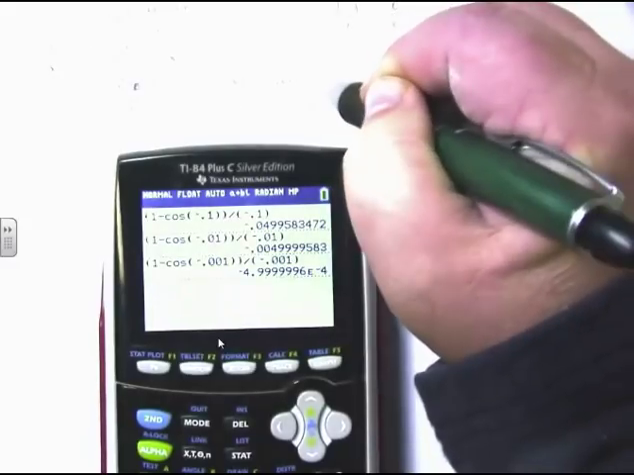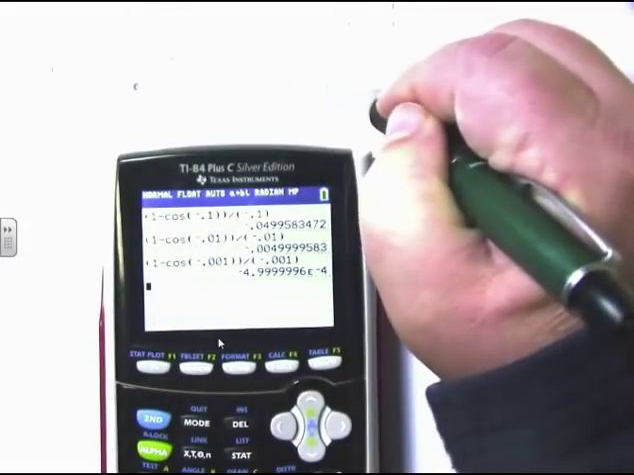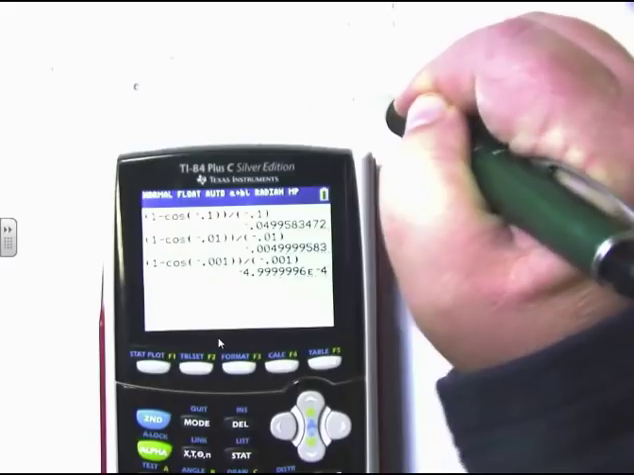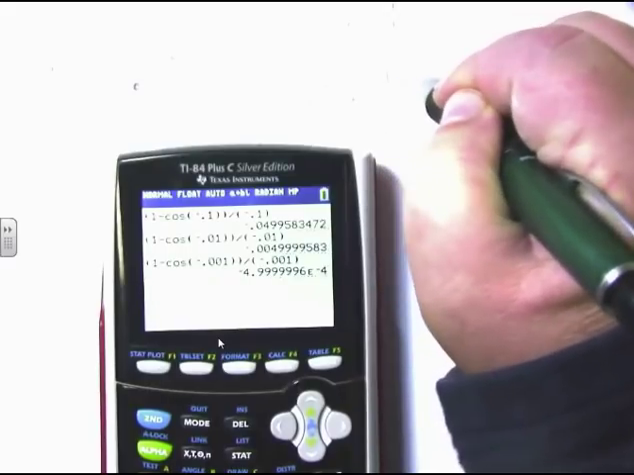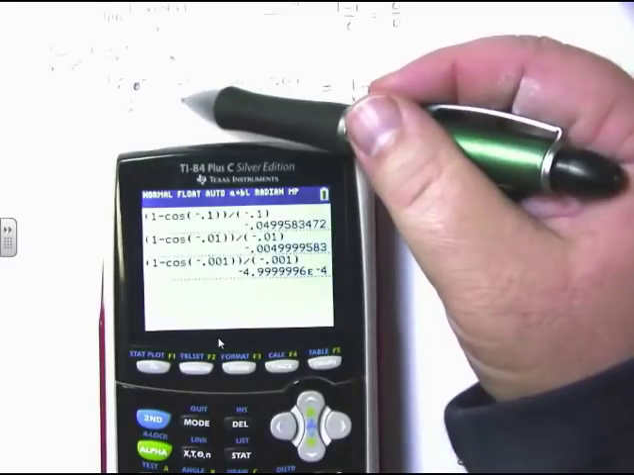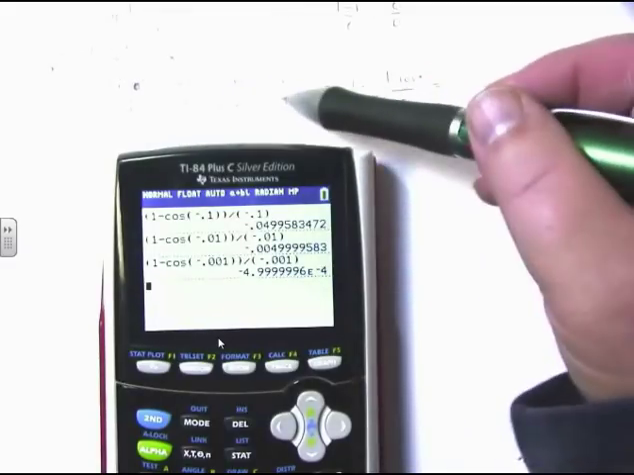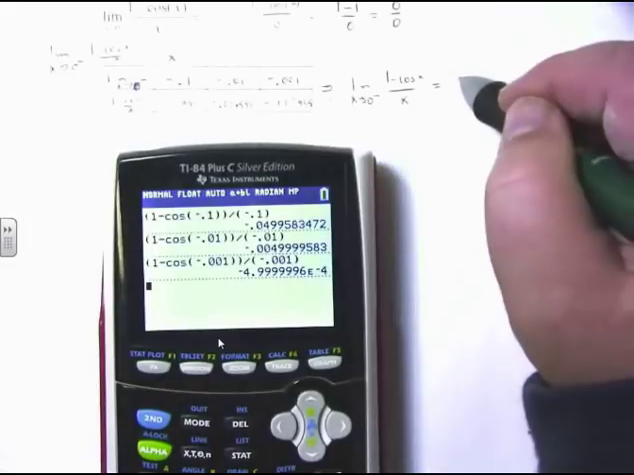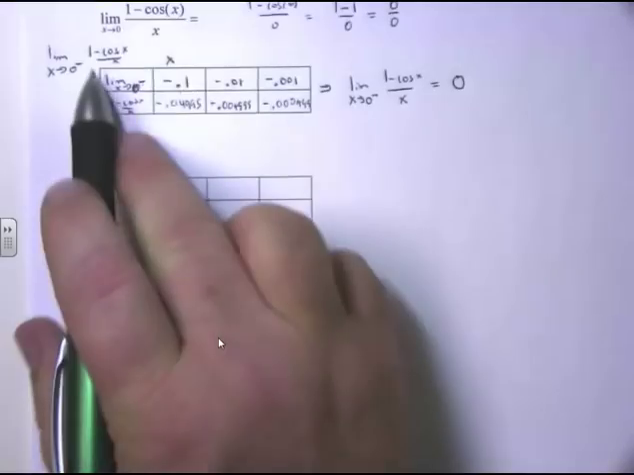499. So, as we take the limit as x approaches 0 from the left of 1 minus the cosine of x over x, what number is this getting close to? Negative 0.04, negative 0.004, negative 0.0004. It's approaching 0. But that's just a one-sided limit from the left.